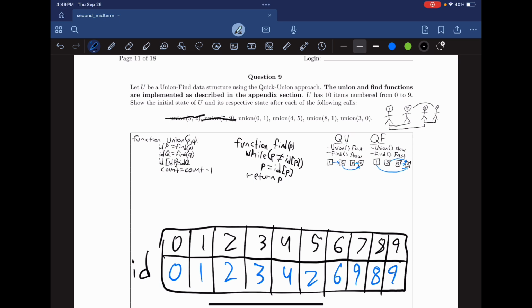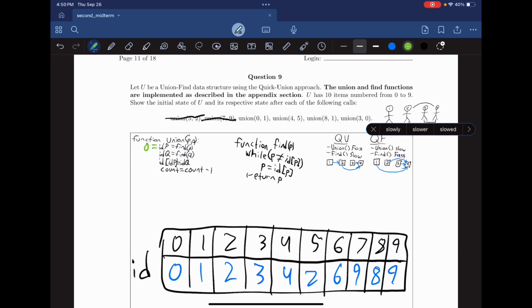IDP equals find of 0. So we look at array index 0. We see, is it equal to 0? Yes, it is. Is the value equal to 0? It is. So we set IDP to 0.